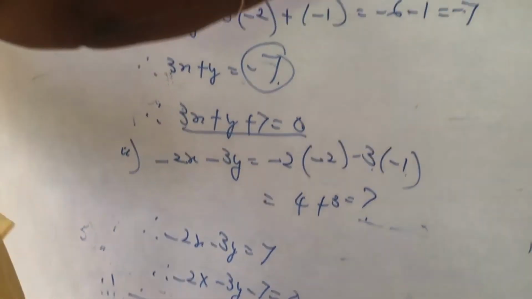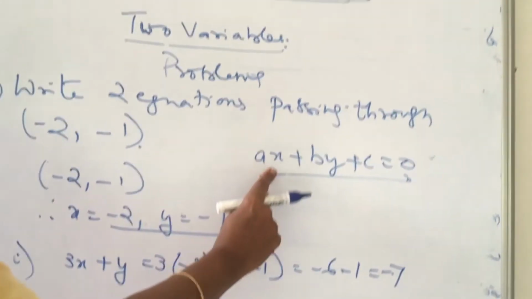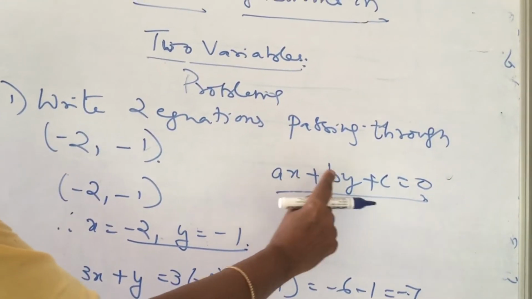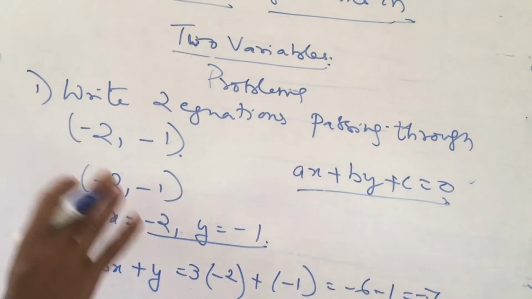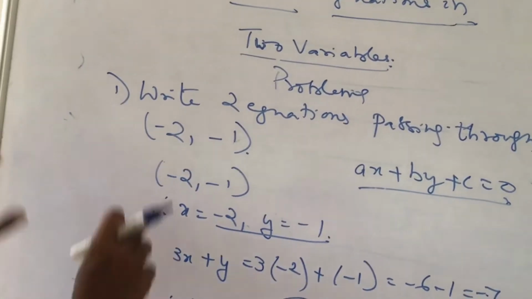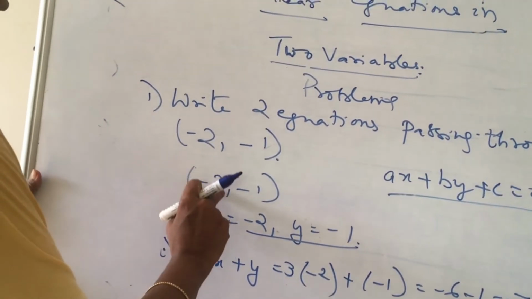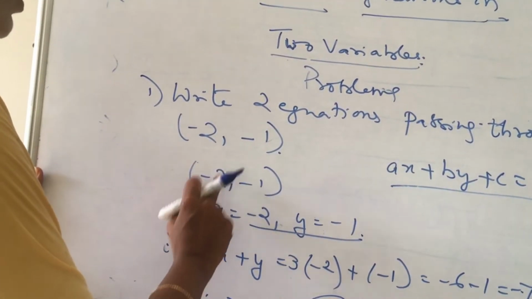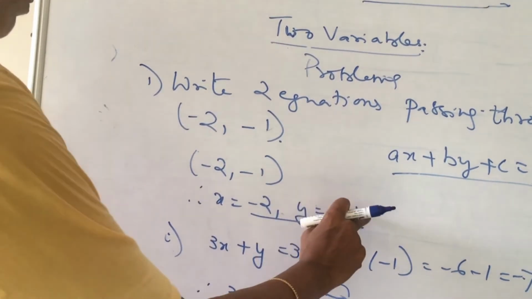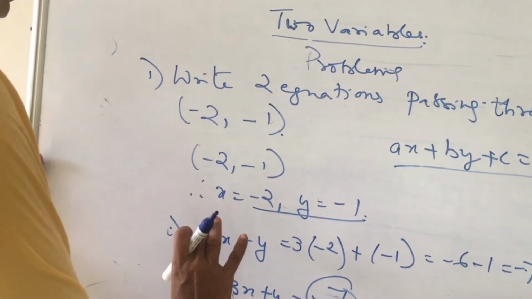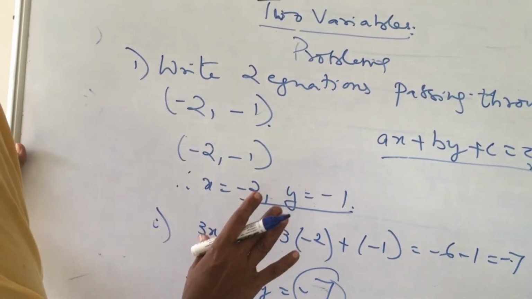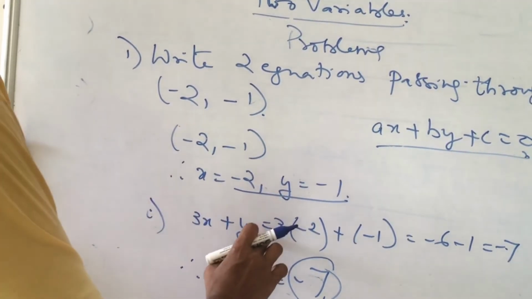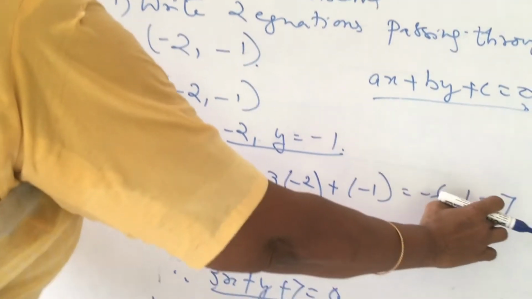Remember, the standard linear equation in two variables will be ax plus by plus c is equal to 0. Just remember, whatever expression you write, you all must substitute only x is equal to minus 2 and y is equal to minus 1. That expression must have an x term and y term. Your wish children, write what you want. But when you substitute, your values have to be correct.